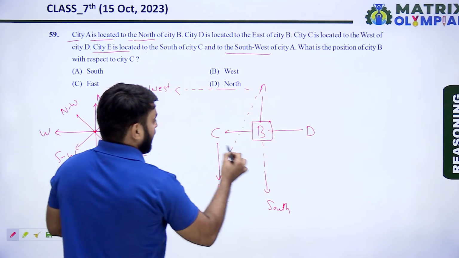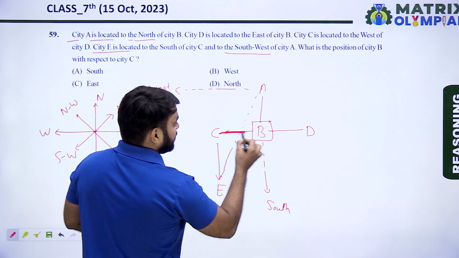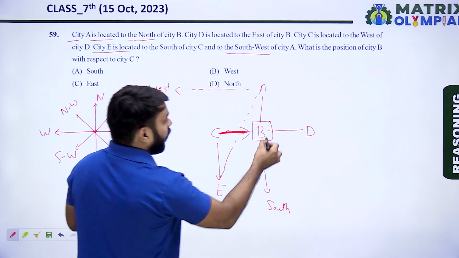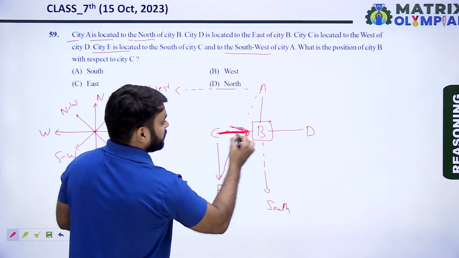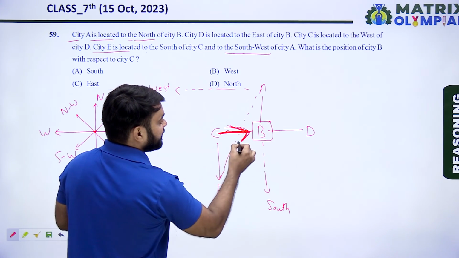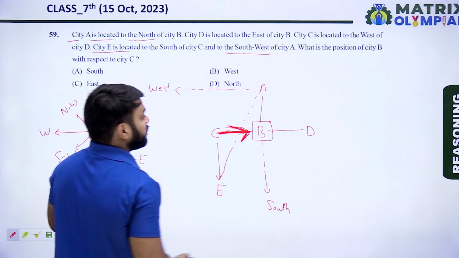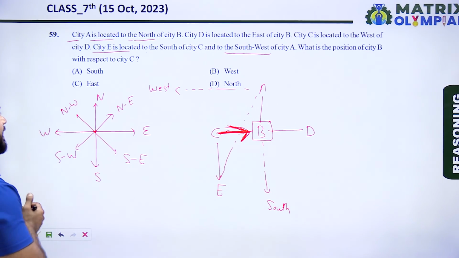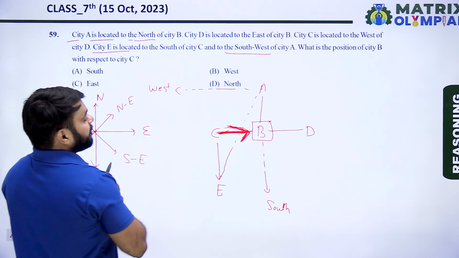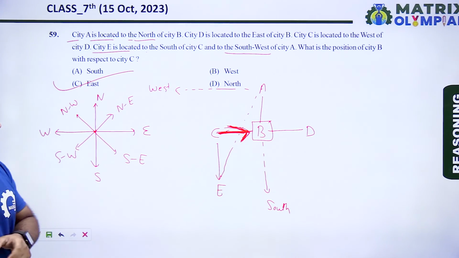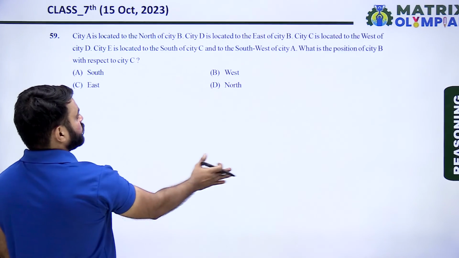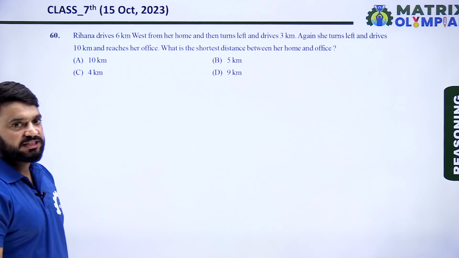So B is to the east of C. This is the east side of C. So city B is located to the east of C. So it means option C is the correct answer of this question. So the next question is question number 60.